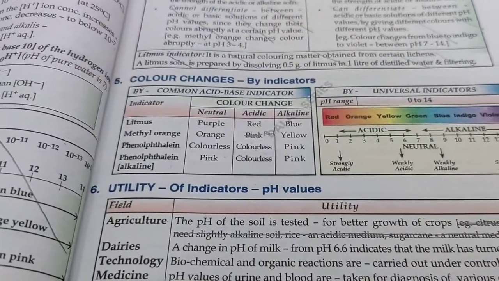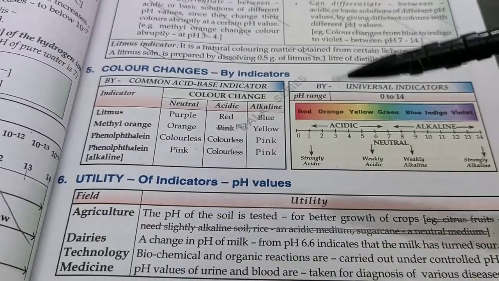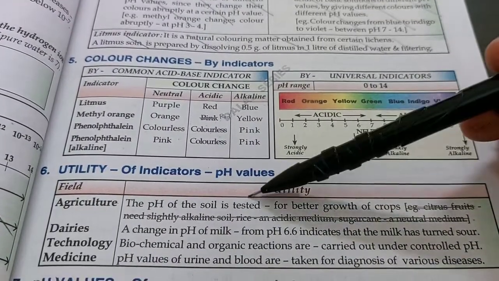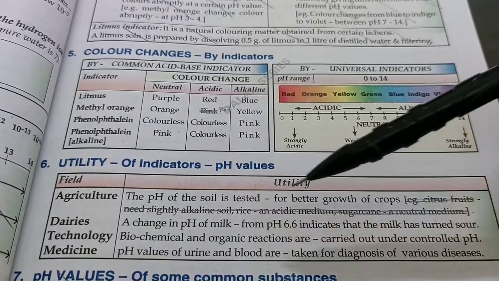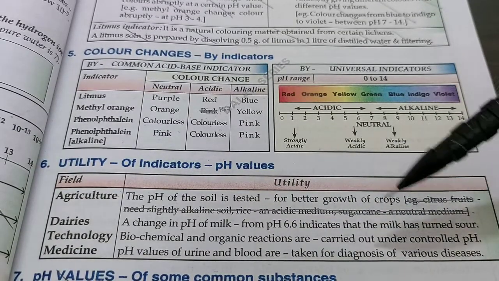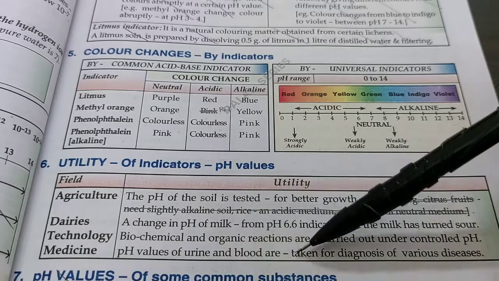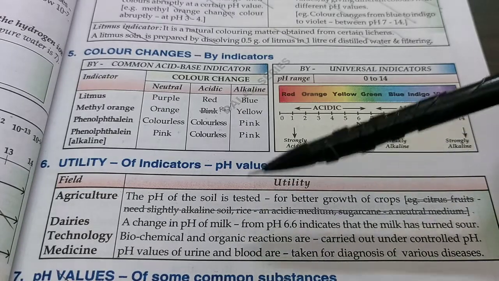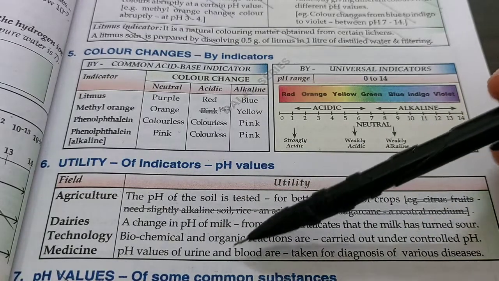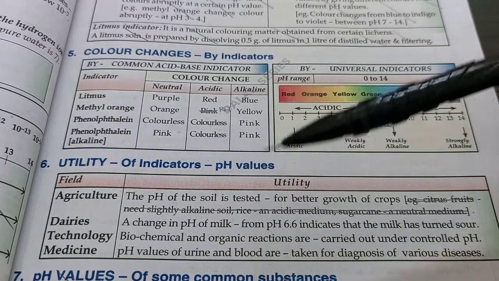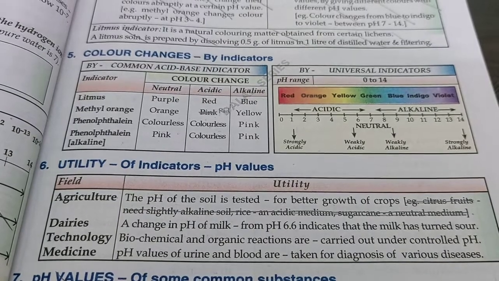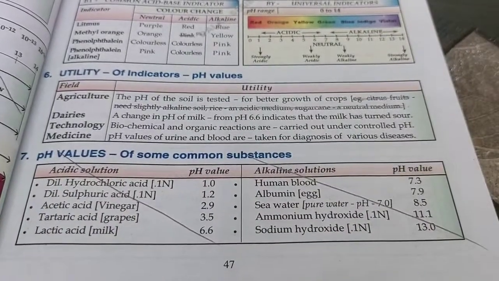What are the uses of the pH values of the indicators? It can help us to know the pH of the soil, which is useful for growing crops. It can help us to know the pH of milk, so we can know if the milk has turned sour or not. In biochemical and organic reactions also it is useful. In medicine as well, because urine and blood have a particular pH. So if it is different from the range, that means something is wrong with our health. These values need not be learned, so cancel them.